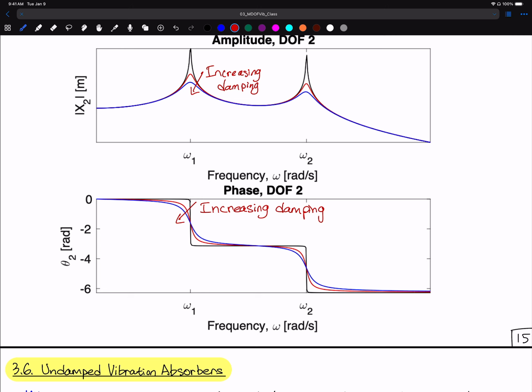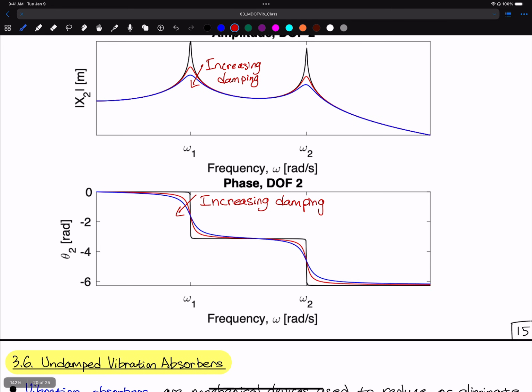Okay, we're now going to move on and cover the next topic, which focuses on undamped vibration absorbers, and then we'll deal with damped vibration absorbers after that.